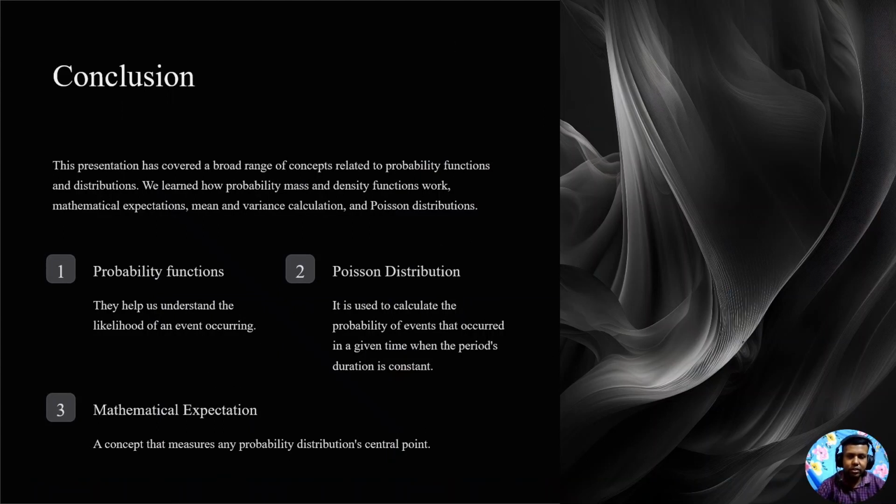Now let's see the conclusion. This presentation has covered a broad range of concepts related to probability functions and distributions. We learned how probability mass and density functions work, mathematical expectation, mean and variation calculation, and Poisson distribution. Probability functions help us understand the likelihood of an event occurring. Poisson distribution is used to calculate the probability of events that occur in a given time when the period's duration is constant. Mathematical expectation is a concept that measures any probability distribution's central point. Thank you.